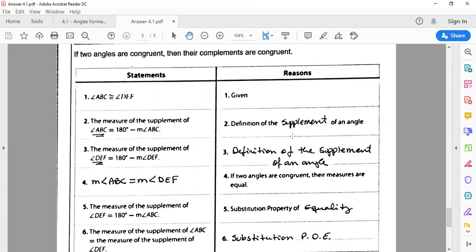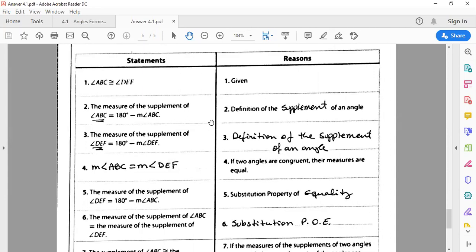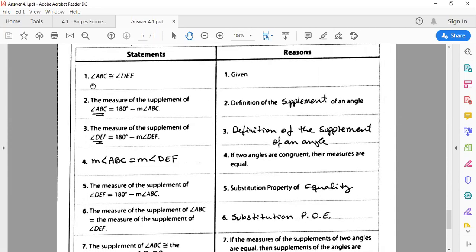Proof, and we're starting with the fact that if two angles are congruent, then their complements are congruent as well. So the first statement here is that angle ABC is congruent to angle DEF. That is given to us. Then the measure of the supplement of angle ABC is equal to 180 degrees minus the measure of angle ABC. That's the definition of the supplement of an angle.